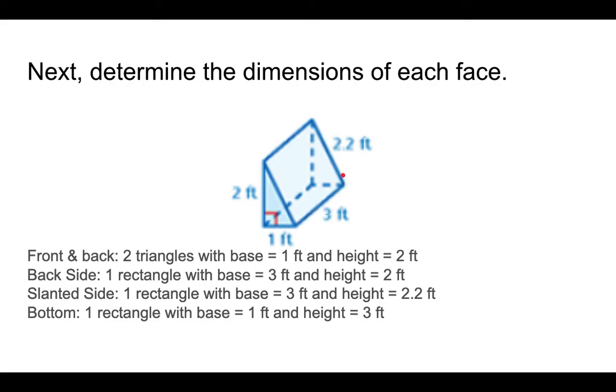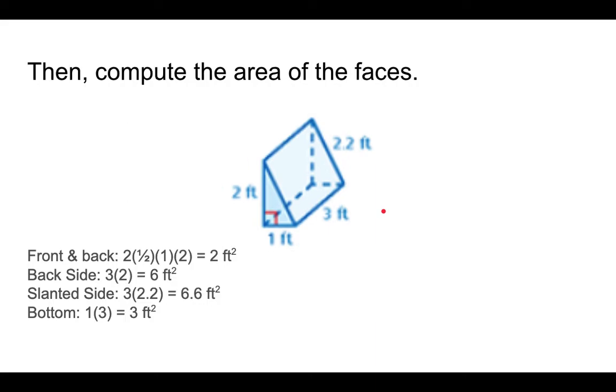And the last rectangle that a lot of people forget about is the one on the bottom. It's 1 by 3 right down there. So you have to make sure you haven't forgotten any of the faces. Then you compute the area. So you've got 2 sets of half times 1 times 2 because of the triangle. So 2 times a half cancels, so 1 times 2 is 2.